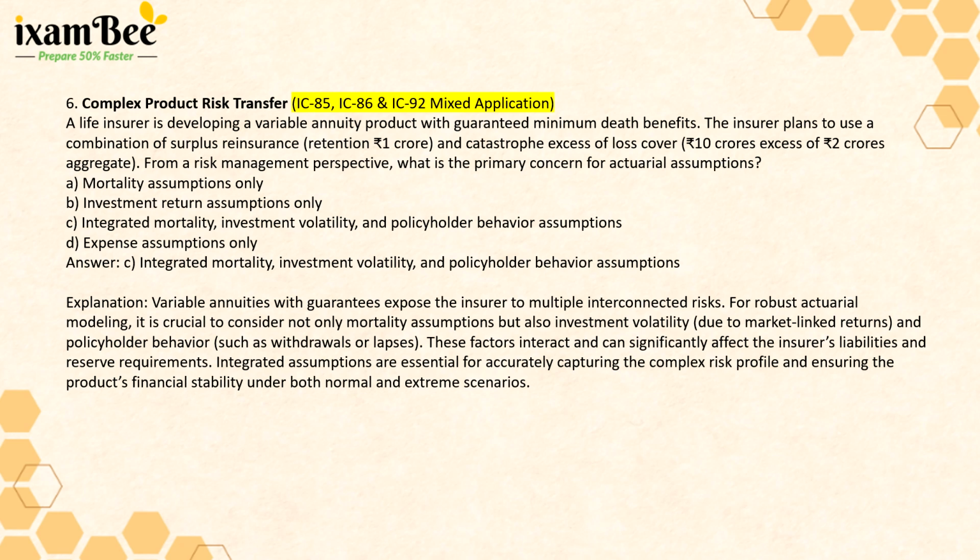I've given the explanation here, which states that variable annuities with guarantees expose the insurer to multiple interconnected risks. For robust actuarial modeling, it is crucial to consider not only mortality assumption but also investment volatility and policyholder behavior. These factors interact and can significantly affect the insurer's liability. Hence, the answer to this question would be integrated mortality, investment volatility, and policyholder behavior assumption.